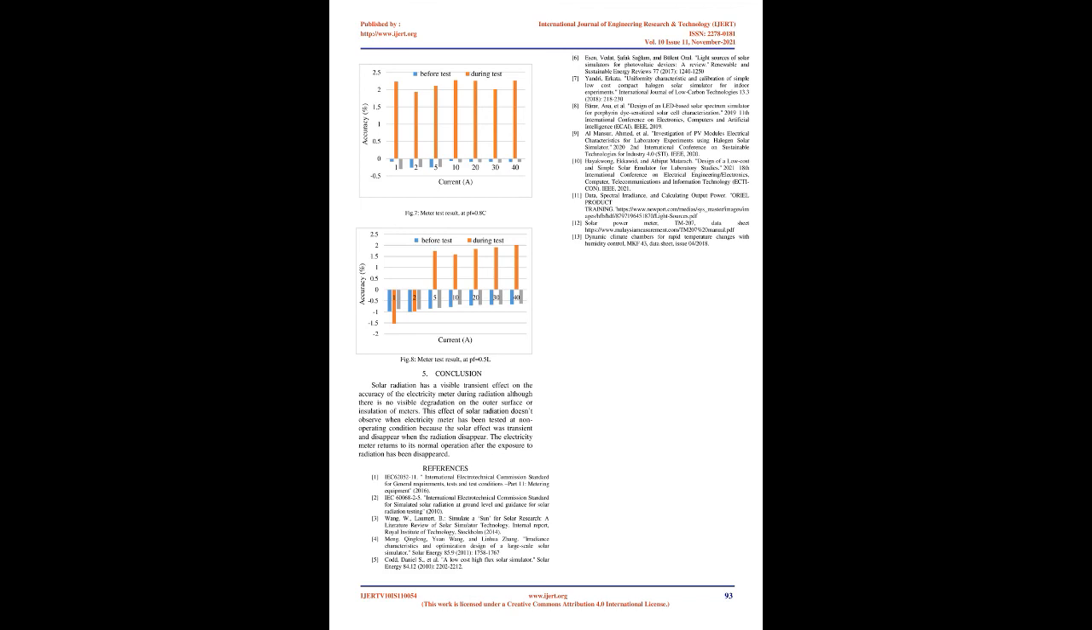5. Conclusion. Solar radiation has a visible transient effect on the accuracy of the electricity meter during radiation, although there is no visible degradation on the outer surface or insulation of the meters. This effect of solar radiation is not observed when the electricity meter is tested at non-operating condition, because the solar effect was transient and disappears when the radiation disappears. The electricity meter returns to its normal operation after the exposure to radiation has disappeared.